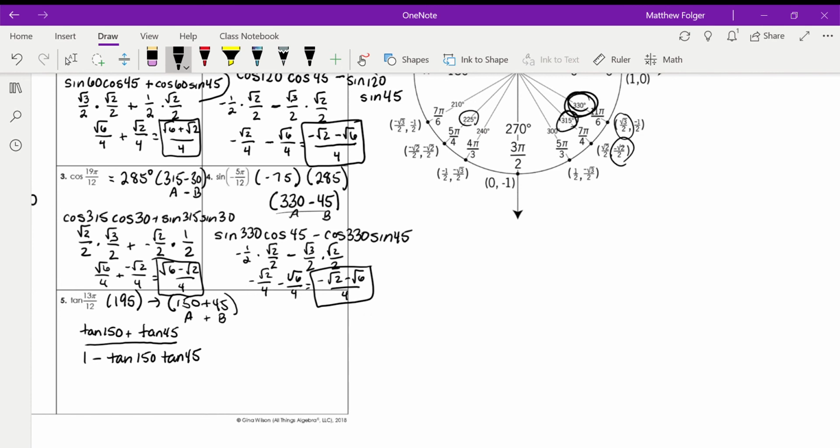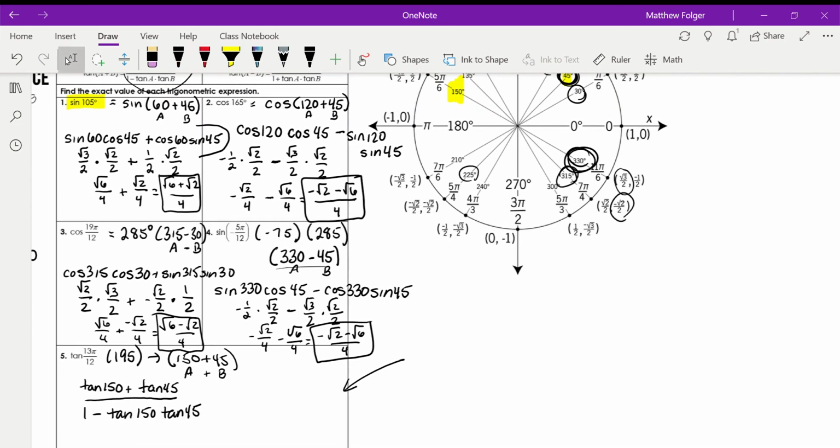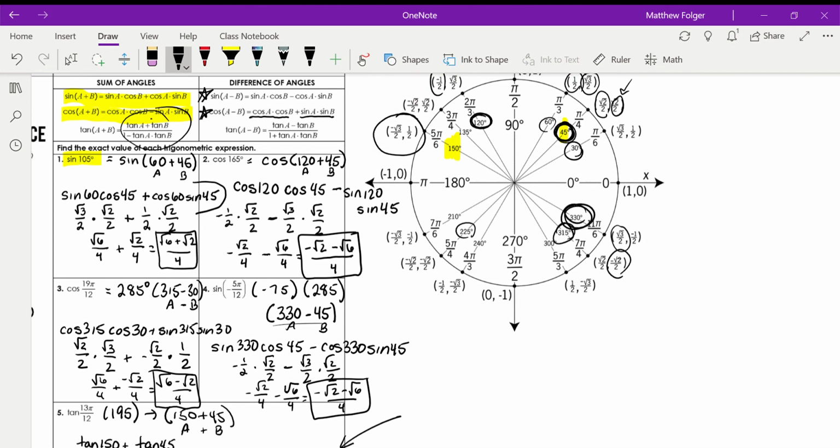Now, for this problem, we have a little bit of extra work here. And the reason is because tan of 150, you have to remember, is y over x. Remember, tan equals y over x, which is 1/2 over negative square root of 3 over 2. So let's do that real quick. This is tan of 150. So that's going to be 1 over negative square root of 3, which if I rationalize that, is negative square root of 3 over 3. So that's going to be the tan of 150.